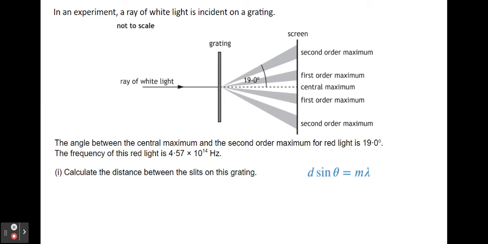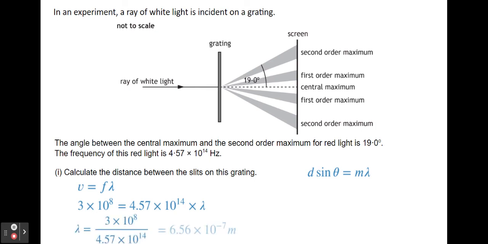So casting our mind back to National 5, we remember we have this formula, v equals f lambda. And as we're given the frequency of the red light, and as we know the speed of light, we can put those numbers into that formula. Speed of light, 3 times 10 to the power of 8, equals the frequency of the light, 4.57 times 10 to the power 14, times lambda. A little bit of rearranging, and we get a value for the wavelength of the light of 6.56 times 10 to the minus 7 meters.